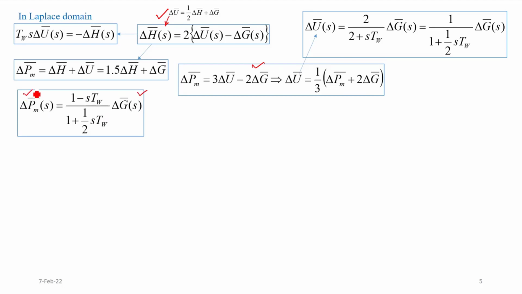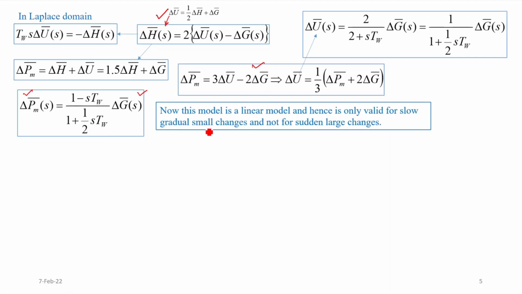So my objective is to find delta PM in terms of delta G. Delta PM is the mechanical power of the turbine, and delta G is your valve power. Now I wanted to find the transfer function between delta PM and delta G. So now I can find it as 1 minus S TW by 1 plus half of S TW. Now, this model is a linear model and hence is only valid for slow, gradual, small changes and not for sudden large changes.